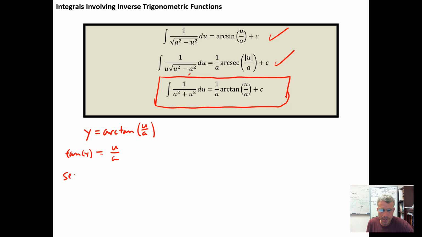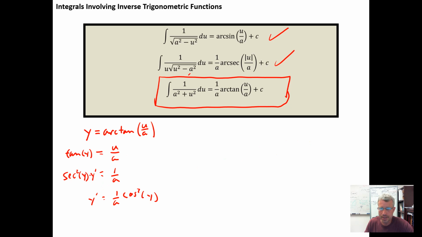So if I did that, I would get the secant squared as the derivative of the tangent, but I would need to multiply by y prime by the chain rule, and the derivative of u over a would just be 1 over a. And then I could multiply both sides by the cosine squared of y, because that's the reciprocal of the secant function. So y prime would equal 1 over a times the cosine squared of y.